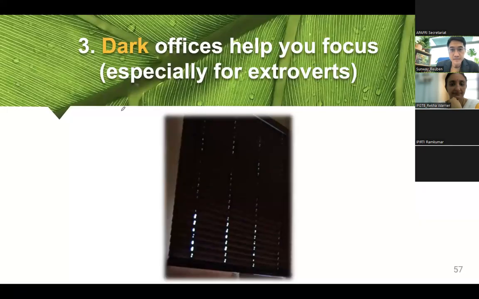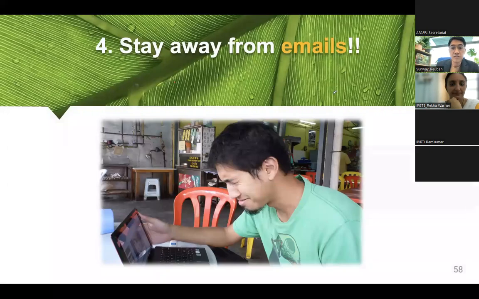Number 3, dark offices are also quite useful if you're finding it difficult to work in a bright environment. Sometimes dimming or turning off the light can help you focus, and this is especially good for extroverts. Apparently, research has shown that it helps to go into your cave and focus on what you're doing. Number 4, again, if you are swamped with emails every day, try to close your email. Don't be tempted to check your phone or emails on Outlook or Gmail. Try to focus on writing papers without any email distraction.